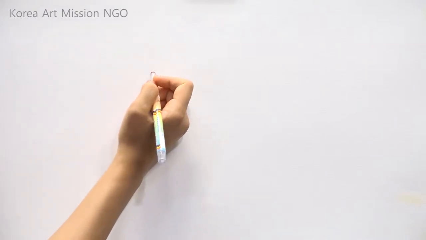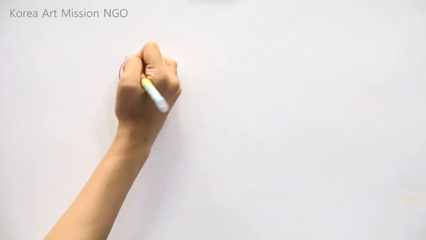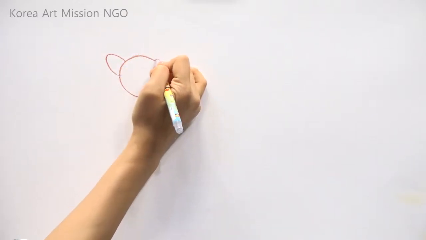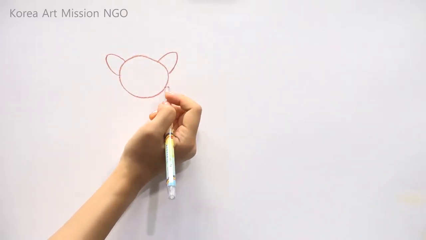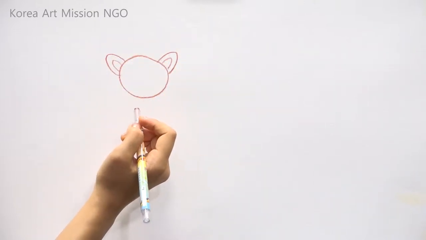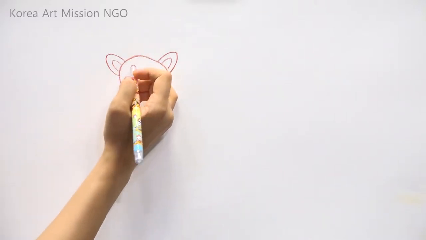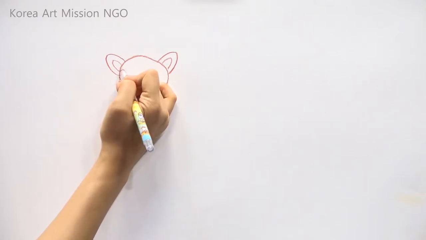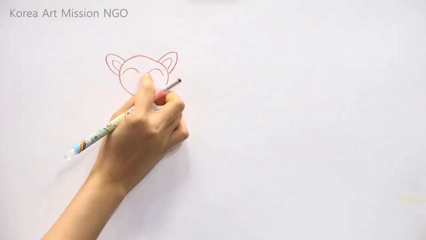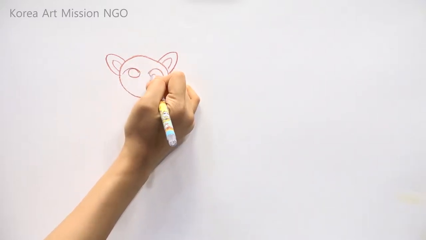First, draw the cat's face. I'll try to draw it as a circle. Draw the ears as triangles and keep drawing in a circle. And draw the inside of the ears. And I'm going to draw the face. Oh, so draw going up to the top and coming down. And then I'll draw the inside to make a circle.